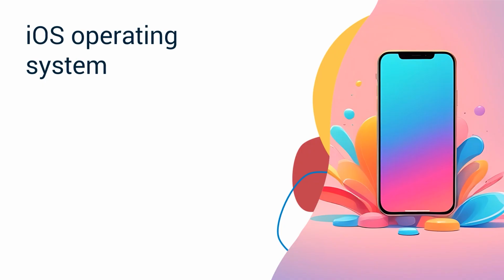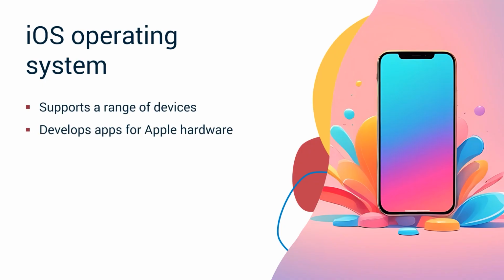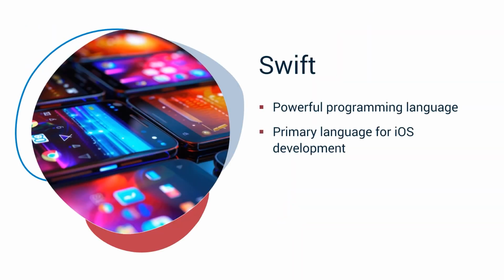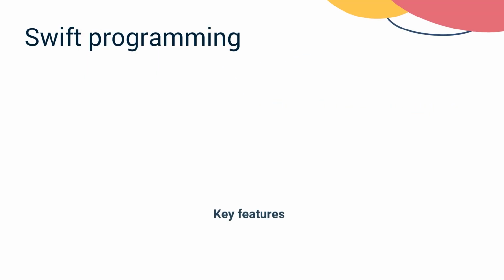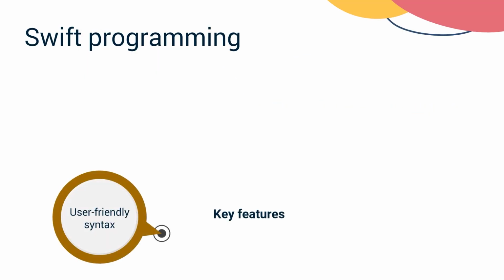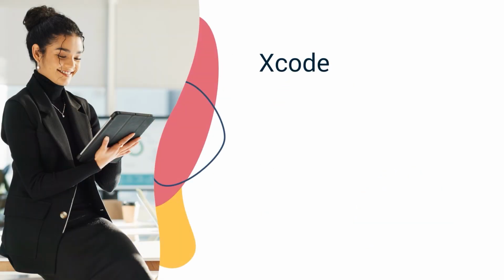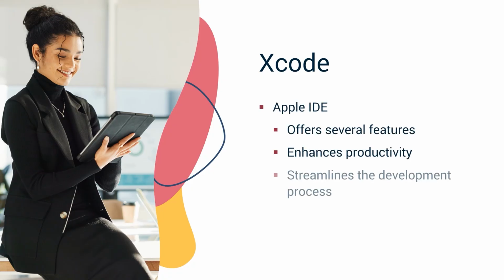Apple's operating system, iOS, supports a range of multi-touch devices and develops apps for Apple hardware. It includes a comprehensive ecosystem, which is a network of interconnected Apple devices and services. Swift, a powerful programming language, is the primary language for iOS development. Its key features include a user-friendly syntax, efficient performance, reliability, and interoperability. Xcode is an integrated development environment, or IDE, developed by Apple. It offers several features to enhance productivity and streamline the development process for its various platforms.